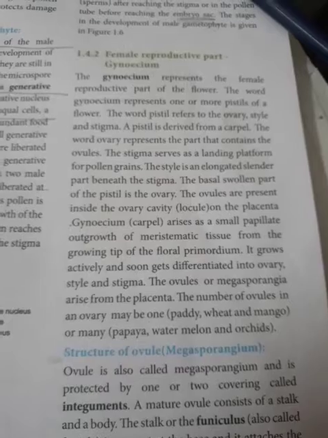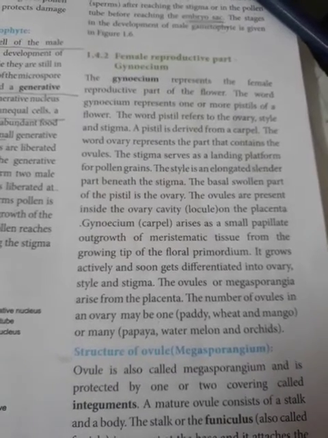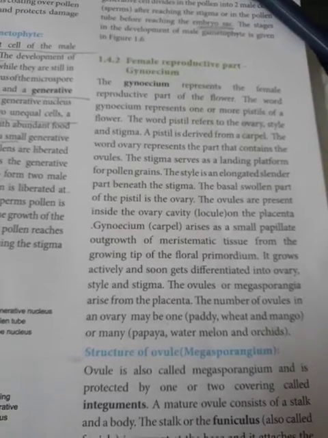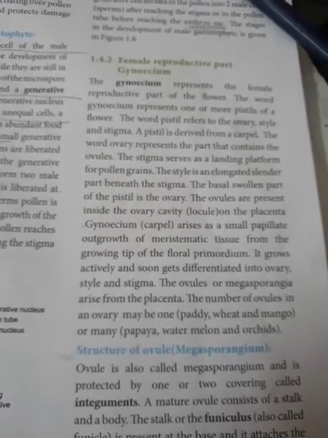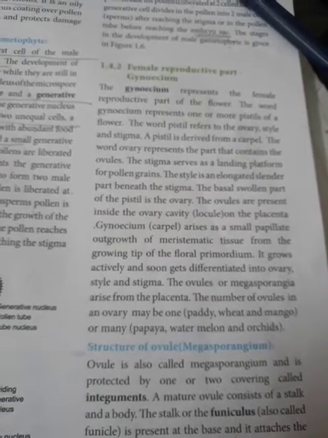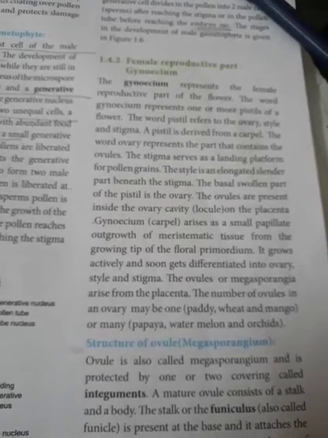The ovules, also called the megasporangia, arise from the placenta. The number of ovules in an ovary may be one, for example paddy, wheat and mango, or may be many, for example papaya, watermelon and orchids.